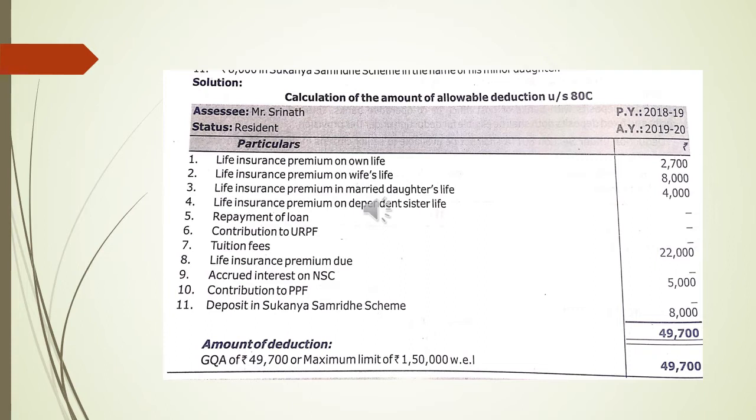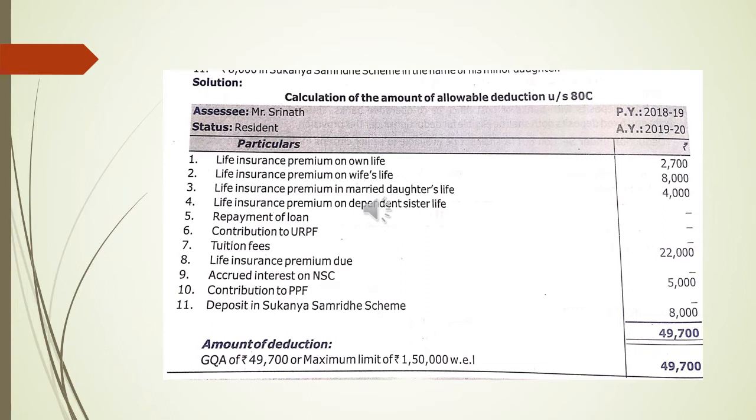So life insurance premium on own life 2,700. Life insurance premium on wife's life 8,000 is allowed. That means he can claim it as deduction. Life insurance premium on married daughter, whether the daughter is dependent on you, independent, or married or unmarried, you can still claim as deduction. Life insurance premium on dependent sister's life cannot be claimed as deduction.